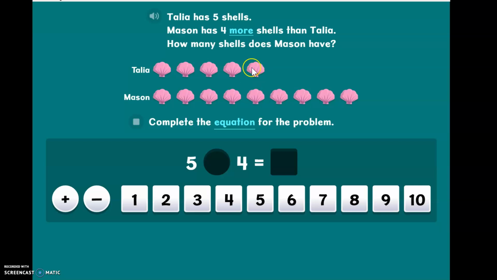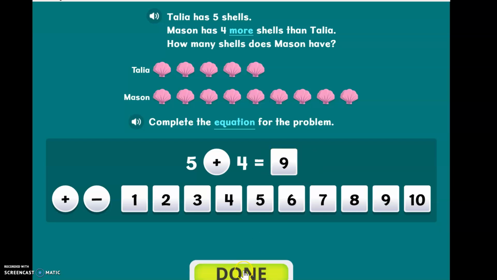Complete the equation for the problem. You would say, okay, well, here's Mason's 5 that matched Talia's. So that's our part of 5. Then we had to add 4 more. So we're adding 5 plus 4, and that gave us 9. We're not subtracting.